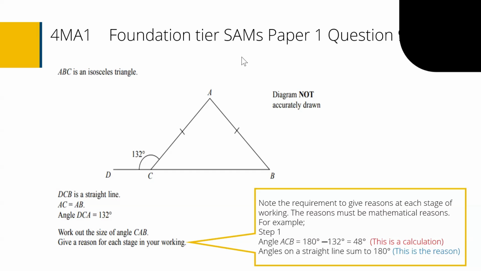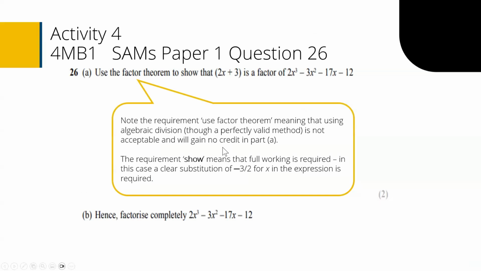So that takes us to the next activity, which is activity 4, and that's only again for 2 minutes. So please have a look in your delegate booklet. What we have here, and I'll put this on the slide as well, says use the factor theorem to show that 2x plus 3 is a factor of that expression. The requirement is use the factor theorem, meaning that using algebraic division, though a perfectly valid method, is not acceptable and will give you no credit, because the question specifically says use the factor theorem.